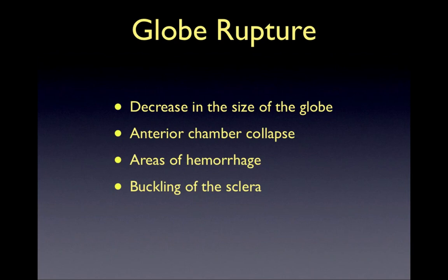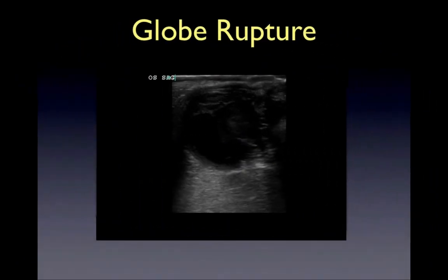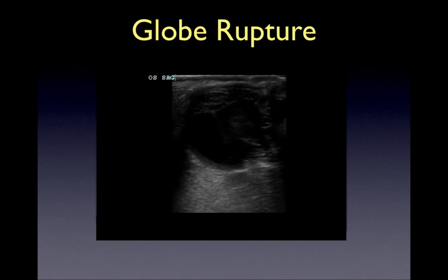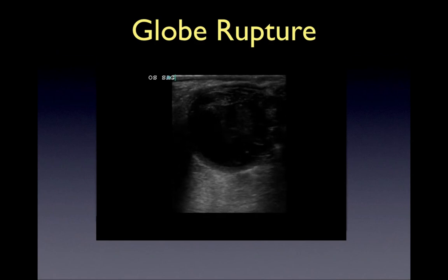So sonographic findings of globe rupture include decreased size of the globe, collapse of the anterior chamber, some areas of hemorrhage, and buckling of the sclera. Here's a video clip of a patient who had a globe rupture. Again, you can see that there's some buckling of the sclera. The anterior chamber is completely collapsed. And if you had compared this to the other side, the globe is not the same size. It is smaller as a result of some of the fluid having leaked out.